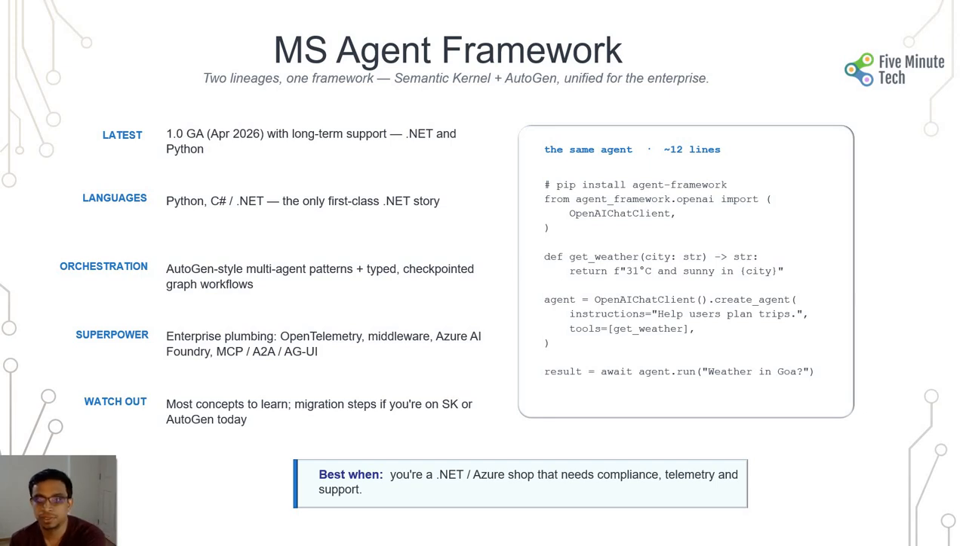Now this is the best fit when you have a .NET or Azure shop or enterprise, which needs compliance, telemetry, and support. For the implementation, you would again go to your agent framework installation through the pip command. You create the function or method, and then you pass the instructions with the tooling. The right-hand side shows the simple steps on how you will create an agent there.